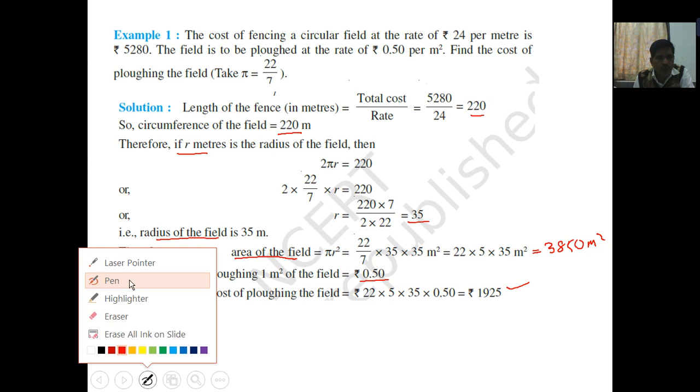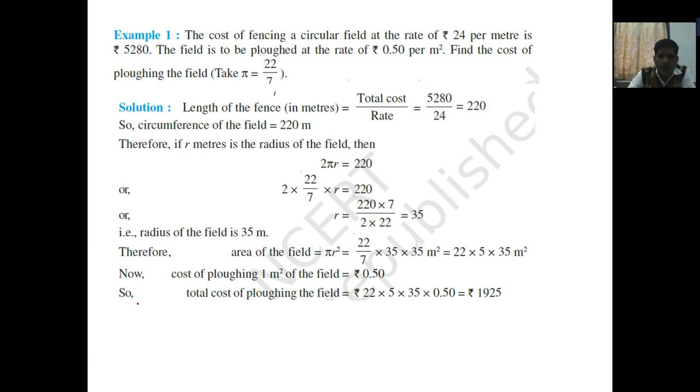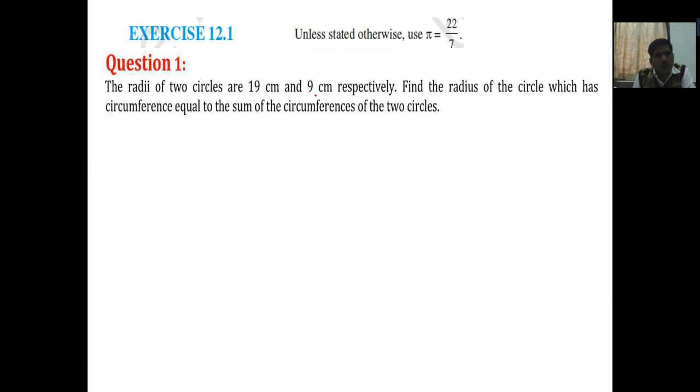Now we go for exercise 12.1. Unless stated otherwise, use pi as 22 by 7. So if it is not given, you have to use pi as 22 by 7. The radii of two circles are given. Find the radius of the circle which has circumference equal to the sum of the circumferences of the two circles.